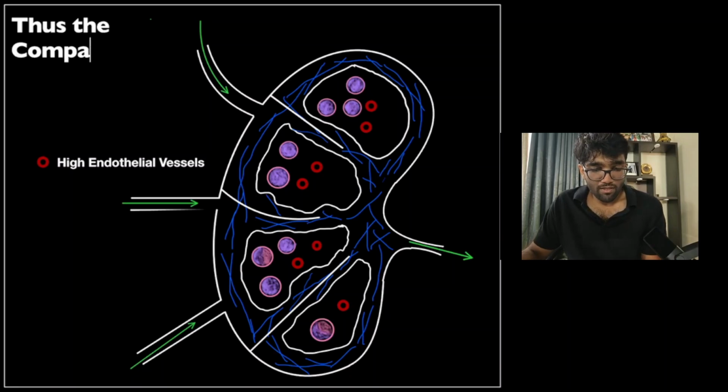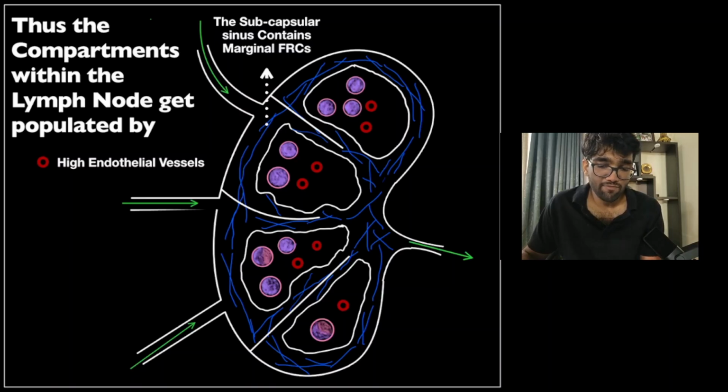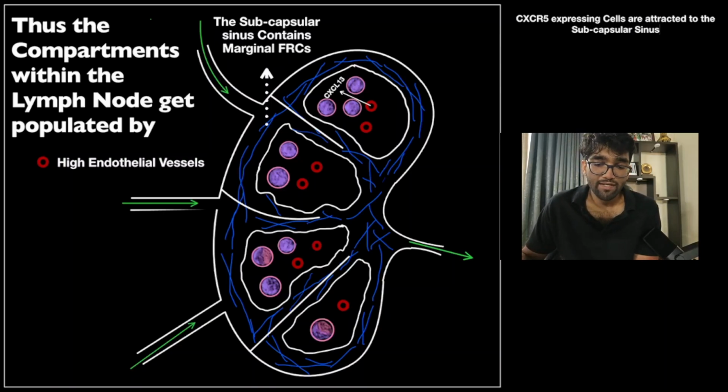Now, thus the compartments within the lymph node get populated by specific cells. So the subcapsular sinus, which contains your marginal FRCs, is going to express high concentrations of CXCL30 because marginal zone FRCs express CXCL30. So naturally, any cell entering into the lymph node expressing CXCR5 is going to get attracted towards the capsule of the lymph node or the subcapsular sinus.